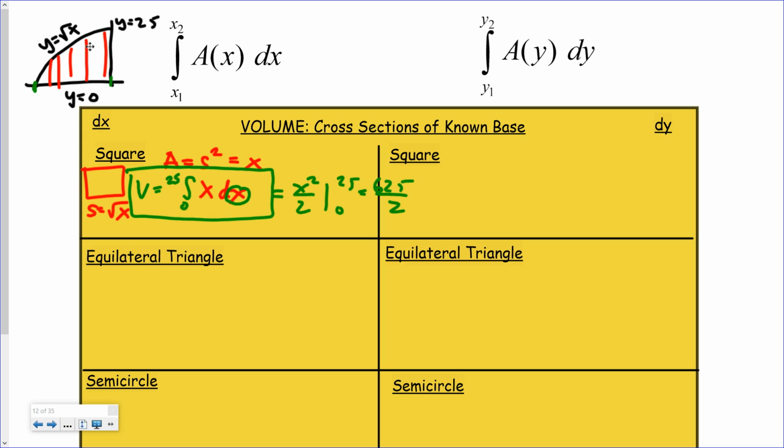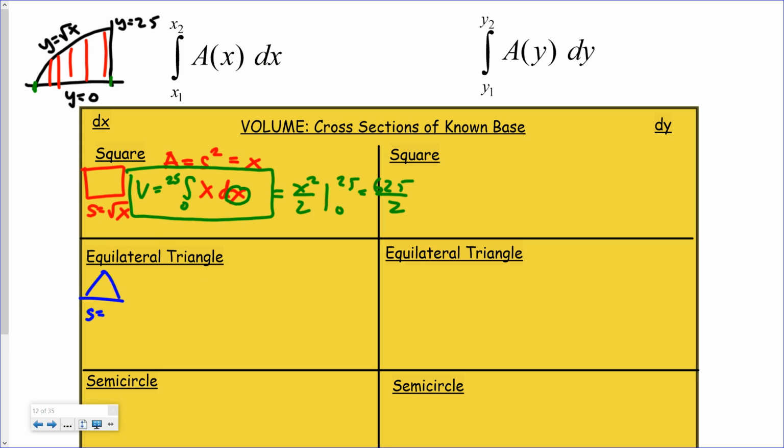So think about this. It's an equilateral triangle. Every side is the same. Do you agree? Okay. What's the length of one side going to be? Square root of x. You guys see that? So we're going to need a formula for an equilateral triangle if you know one side. Do you know that formula? S squared square root of 3 over 4.